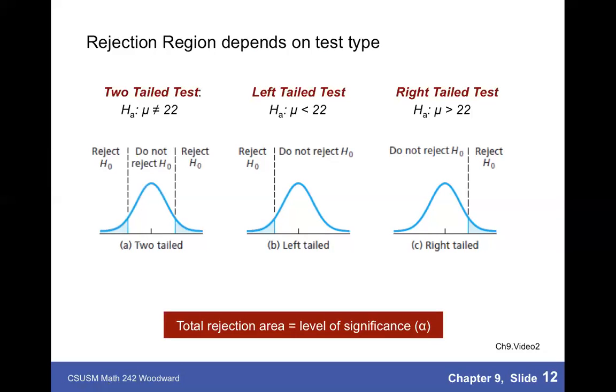In any case, and this is important, in any case, the total area, either the left tail or the right tail or the two-tail, which means I have to add both of these together, the total rejection area is equal to the level of significance. So if alpha is 0.05, this region has to be 0.05, this region is 0.05, and each one of these is 0.025.